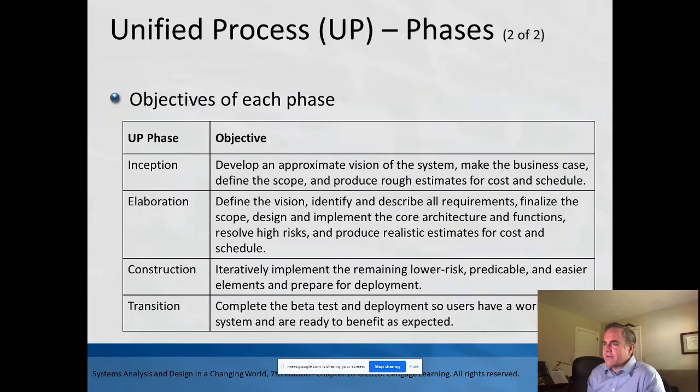With elaboration, now you're going to whittle down that vision to something very specific. You're going to gather all the requirements. This sounds like analysis. The core architecture and functions, resolve the high risks, and produce realistic estimates for cost and schedule. And in construction, you're going to iteratively implement the lower risk, predictable, and easier elements and prepare for deployment. And finally, in transition, you've completed the beta test and deployment so users have a working system and are ready to benefit as expected.